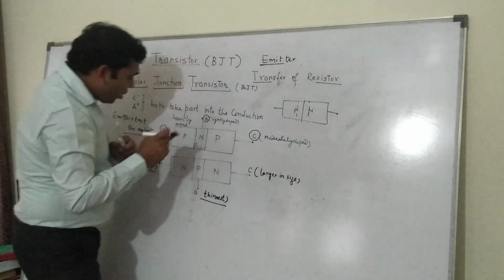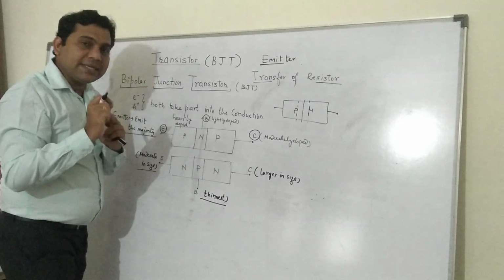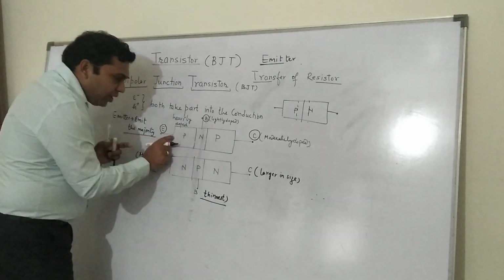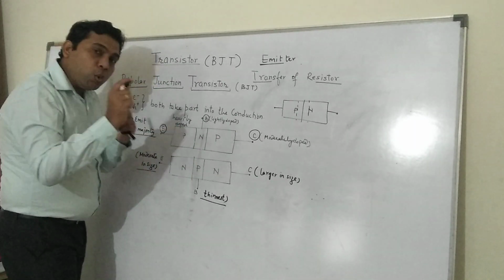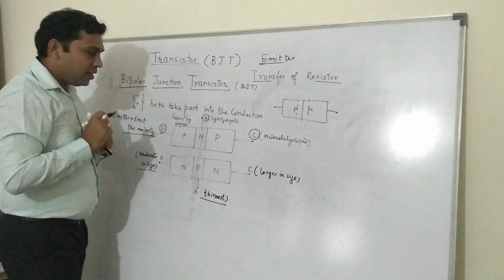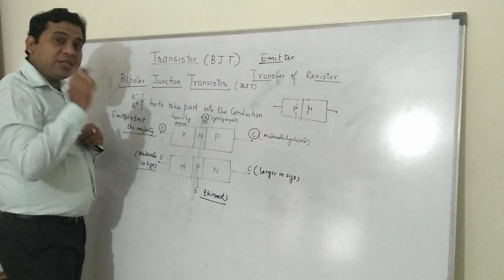Okay, so whenever you apply proper biasing, that we will see later, how do we apply the biasing? But whenever you apply a bias, it will emit the electrons or emit the holes, meaning it will emit the majority charge carrier. This is the meaning of emitter. Now, what is the meaning of base?